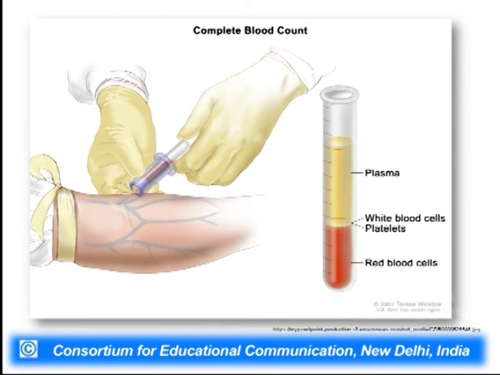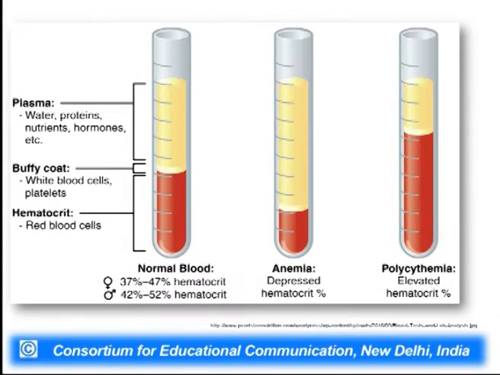Now in the blood test, the laboratory person takes out the blood, which is the complete blood. This complete blood is composed of various parts. The majority part is called the plasma, then it contains the white blood cells and platelets, and the red blood cells are also present. The plasma basically contains water, proteins, nutrients and hormones, while the buffy coat, which is present between the plasma and the hematocrit, contains the white blood cells and the platelets. The hematocrit majorly contains red blood cells.